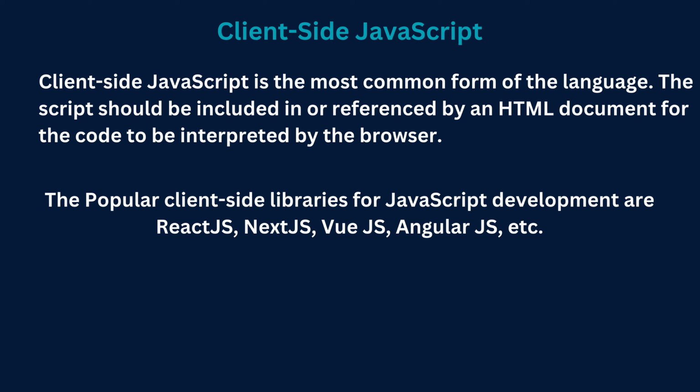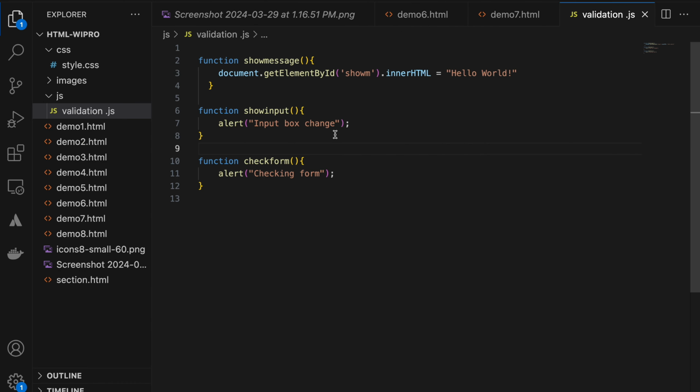So client-side JavaScript is the most common form of the language. The script should be included in or referenced by an HTML document for the code to be interpreted by the browser. The popular client-side libraries for JavaScript are React.js, Next.js, Vue.js, AngularJS, etc. These are the libraries, you can say the frameworks, but here my custom JavaScript is also there. This is not a library or framework, but this is also on the client side, right? These functions are also client side, not on the server.